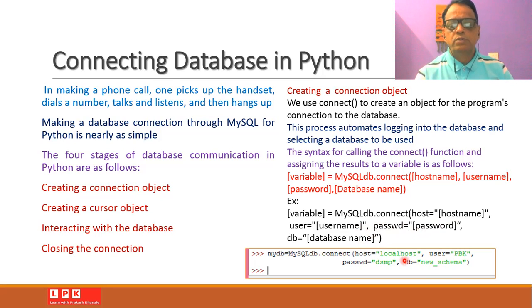And suppose my host is localhost and the user is PBK and the password is DSMP. And therefore I can use the variable mydb is equal to MySQL db.connect, host is equal to localhost, comma user is equal to PBK, password is equal to DSMP, db is equal to new schema. So this is the name of the database.